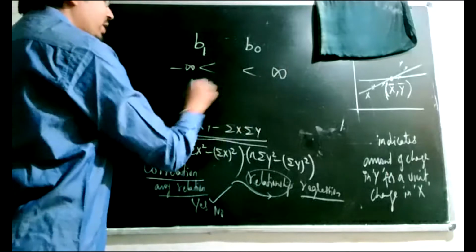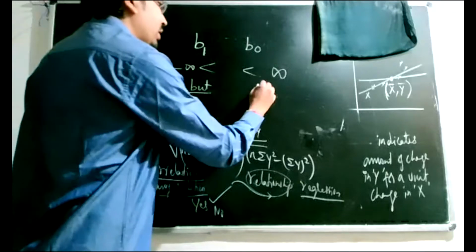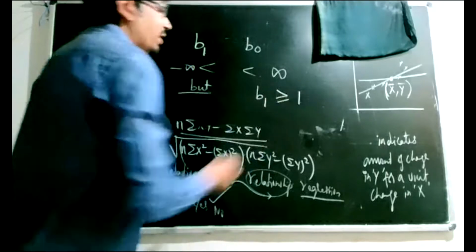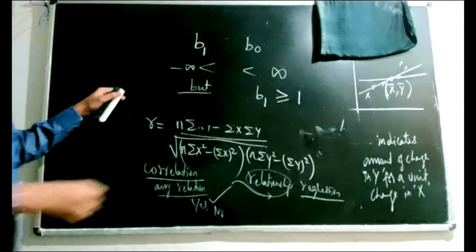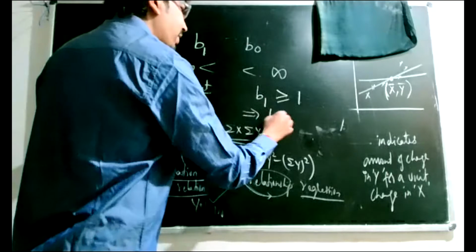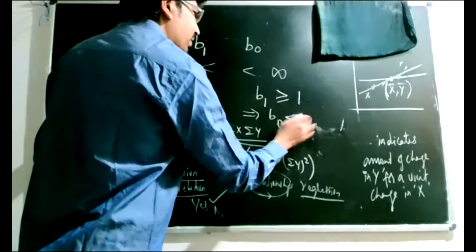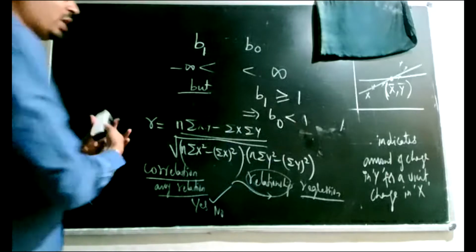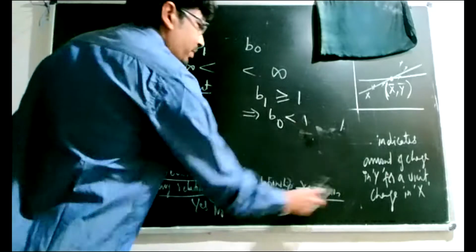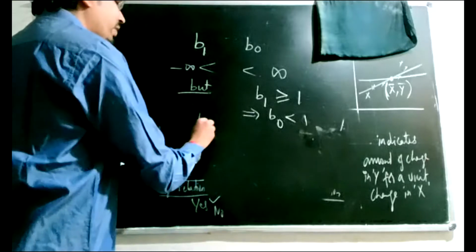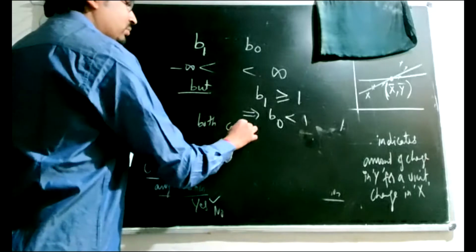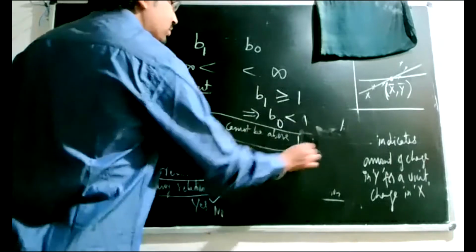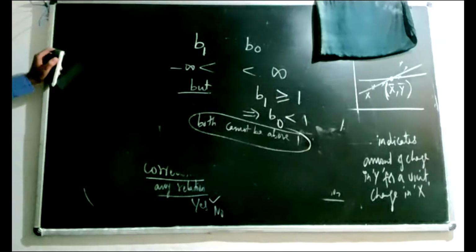But when you look at the values together, if one regression coefficient takes a number more than one, naturally the other one will be less than one. So you could have the case where both are below one, but both cannot be above one together. So this rule can be easily remembered.